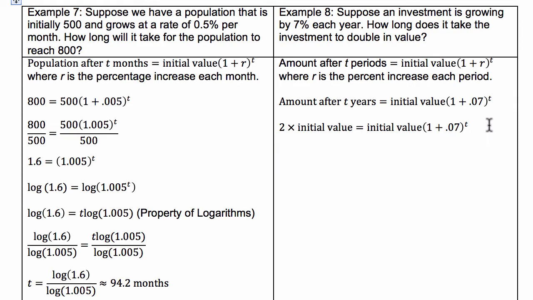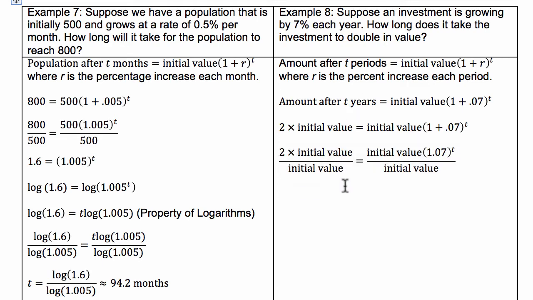to the t power. When solving an equation, we like to have only one unknown. And at this point, we have 2 unknowns. We don't know the initial value, and we don't know t. But since initial value is being multiplied on both sides of the equation, we can simply divide the entire equation by initial value and get rid of that unknown.